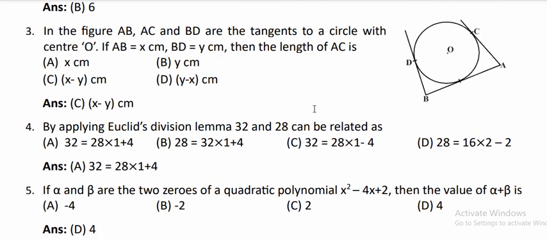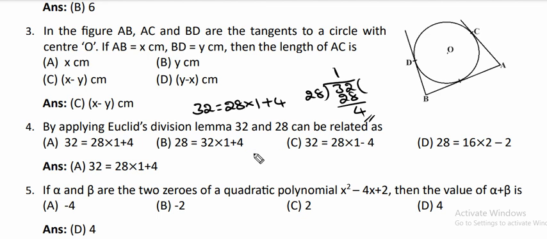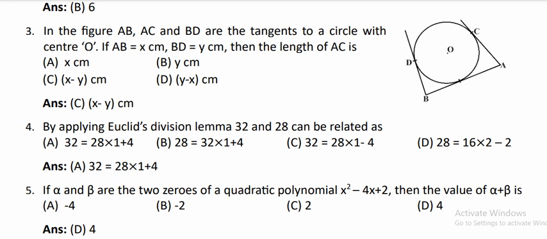By applying Euclid's division lemma, 32 and 28 can be related as. So by using 32 and 28, we have to divide 32 by 28 like this. 28 ones are 28. So that gives you 4. Here the remainder is 4 and the quotient is 1. We write this as 32 is equal to 28 multiplied by 1 plus the remainder 4. So this is the method of writing the numbers using Euclid's division lemma. So therefore option A is the correct answer.